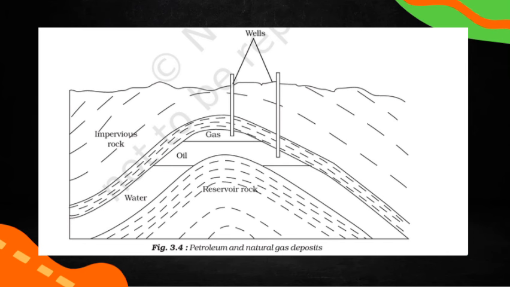This is a picture of the petroleum and natural gas deposits. You see reservoir rock, water, oil, and gas, the three layers. Then the impervious rock over it. And this is the well from where it is extracted. You may be asked to draw this diagram, so please study this diagram well for your exams.